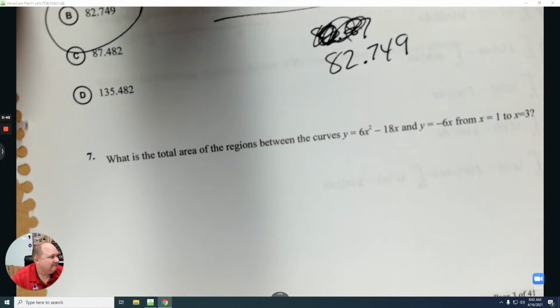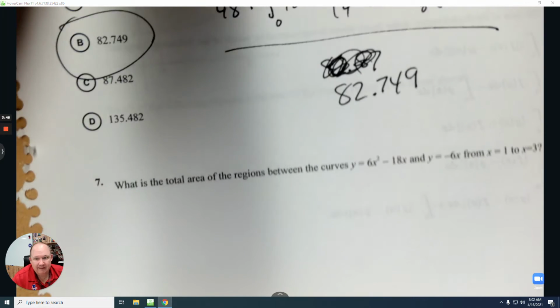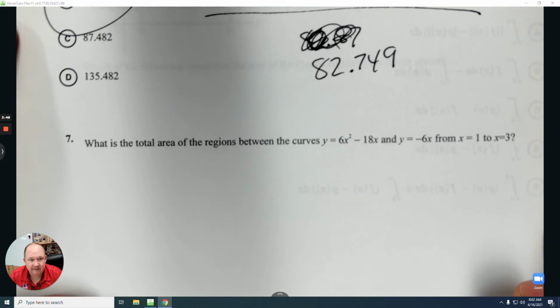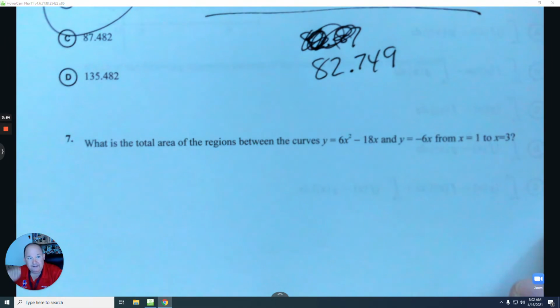Number 7. What's the total area of the regions between the curves y equals 6x squared and negative 18x squared?